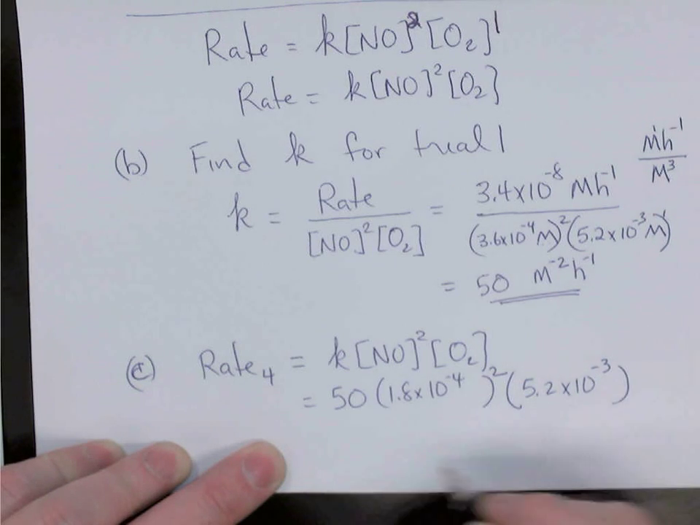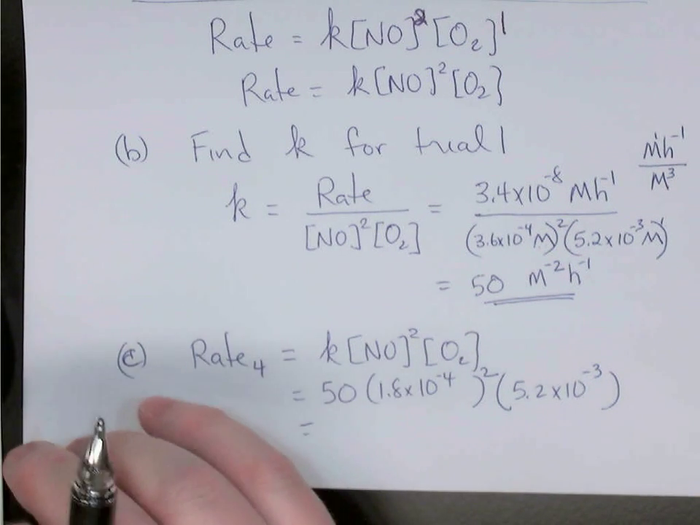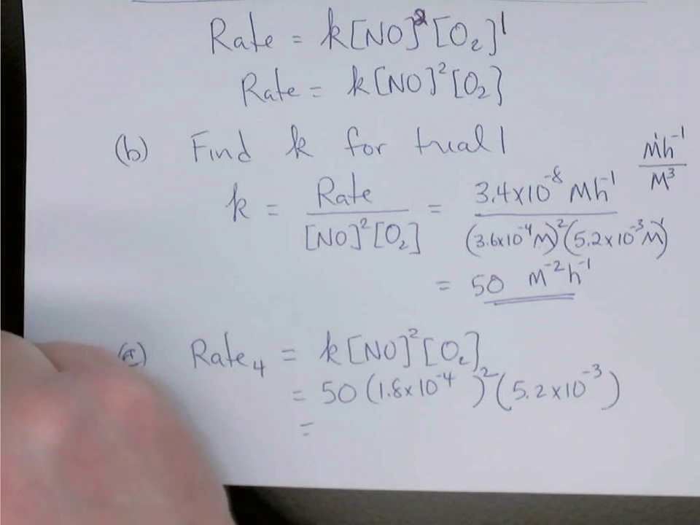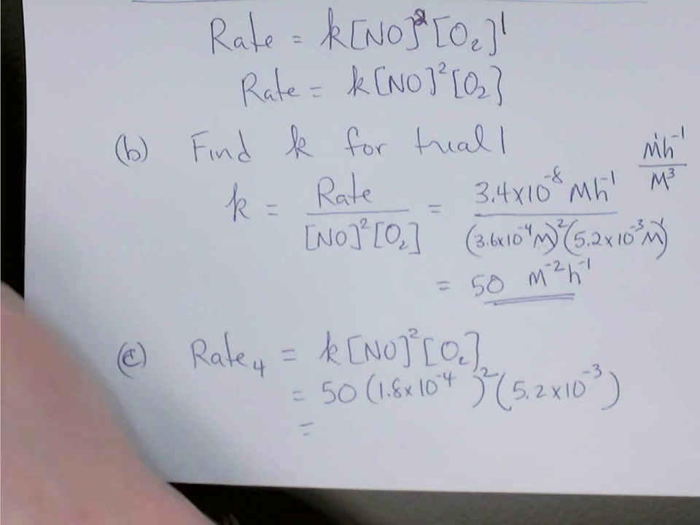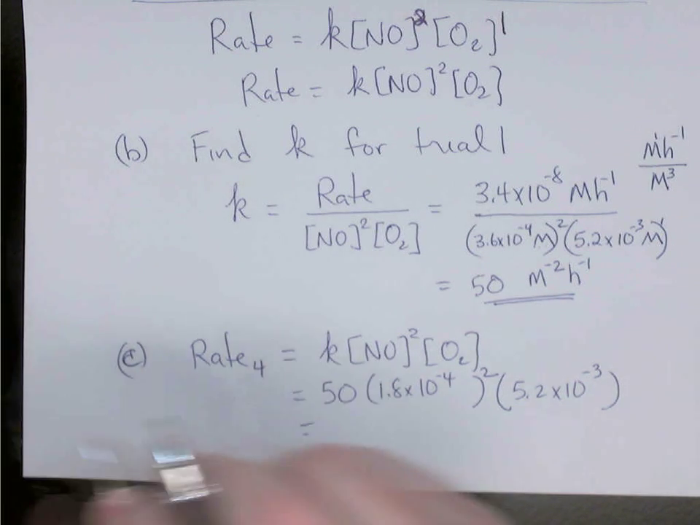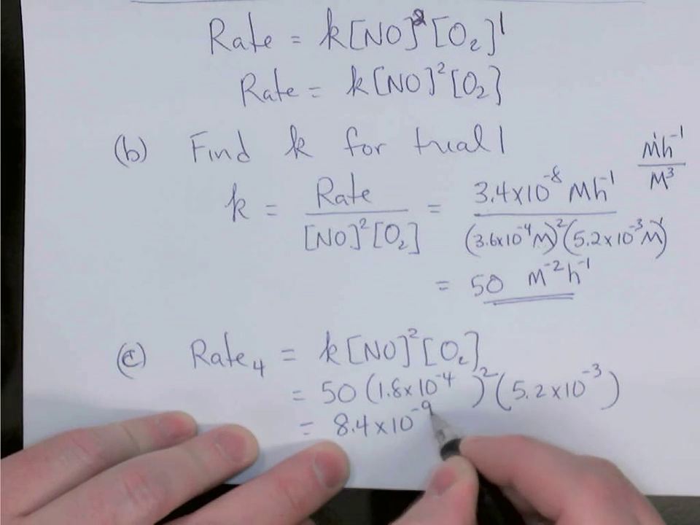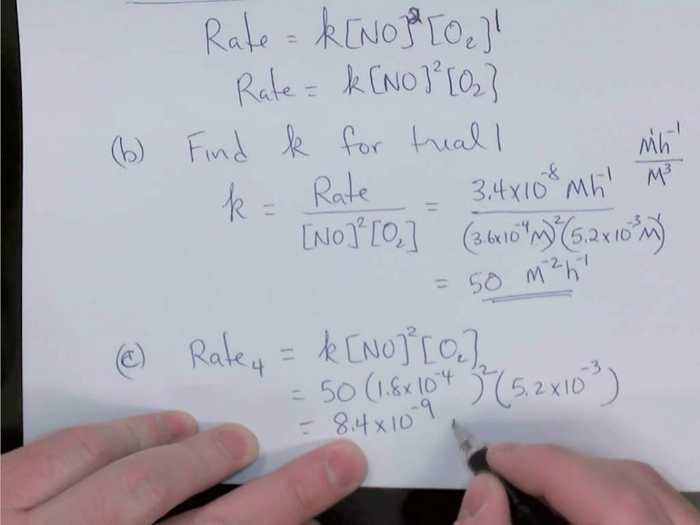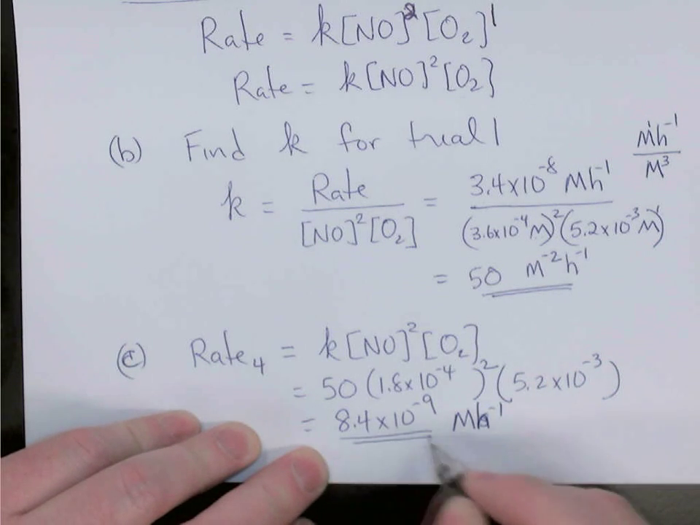With your calculator, you can type that in and evaluate it. What you'll find, let's just quickly do it, is 50 times 1.8 times 10 to the minus 4 squared, and then multiplied by 5.2 times 10 to the minus 3, and we get an answer of 8.4 times 10 to the minus 9, and since it's a rate, it'll have the same units as was in the data table, molarity per hour. There's our rate in trial 4.